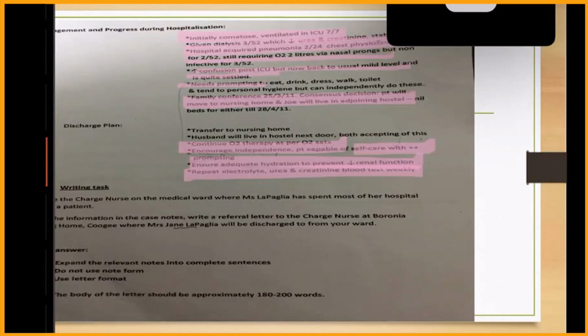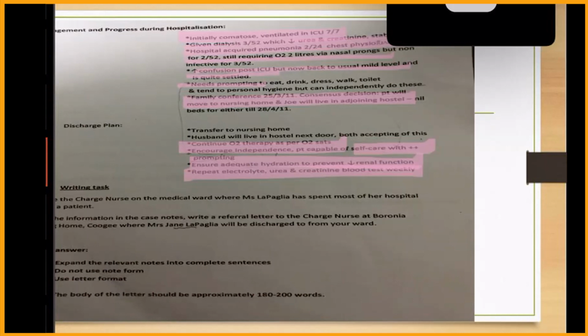See, let's not write it together. You can write it in the next sentence. She was also given dialysis. For how many weeks was she given dialysis? 3 weeks.